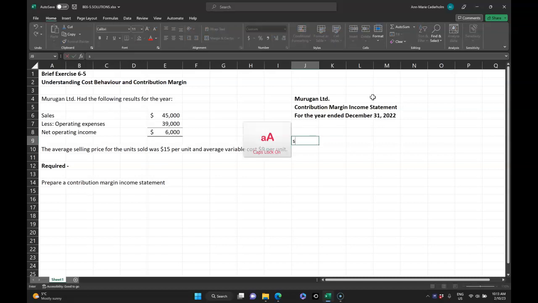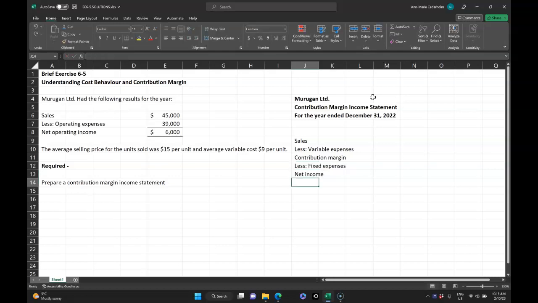So I'm going to start with my sales. So I'll set the template up right now. Then I'm going to subtract out my variable costs, or I'll call them expenses. Then we'll come up with our contribution margin. Then we'll subtract out our fixed expenses and come up with our net income. So you can call it net operating income. You could also call it profit. You could call it earnings before tax.